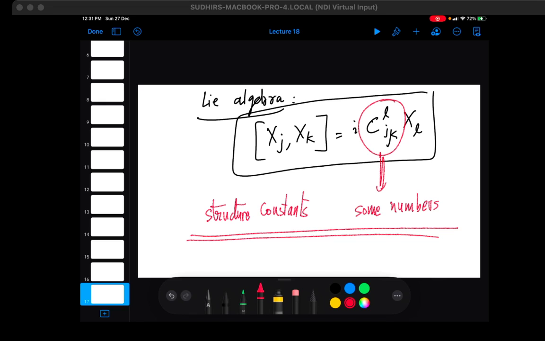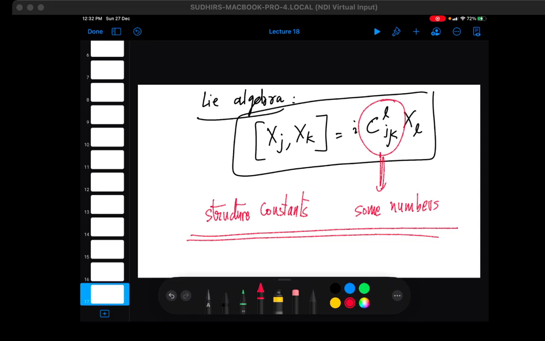So for example, they are different for SU(2), they are different for SU(3). For SU(N), for every N value, these structure constants are different. So every continuous group has its own structure constants, and once we know the structure constants, the group multiplication law is valid, and we know all the properties of the group.